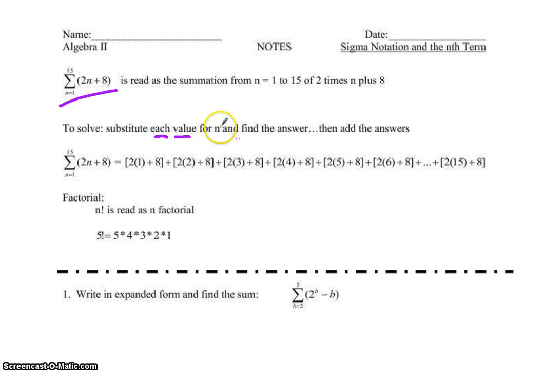find the answer. So if it's 1 to 15, it's going to take a lot. You're going to put a 1 in, a 2 in, a 3 in, a 4, a 5, all the way up to 15. So it takes some time. It's just number crunching though.